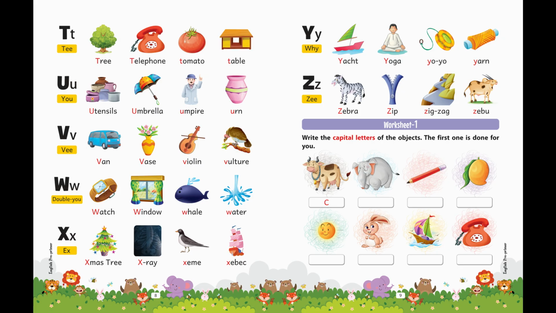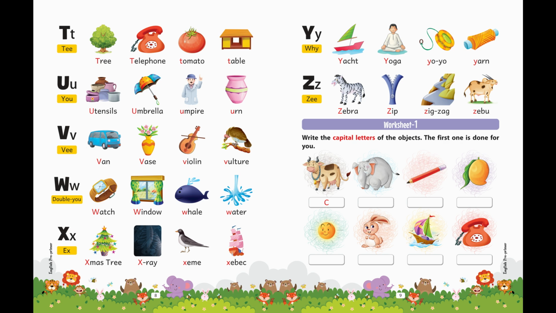W says W. W for watch, window, whale, and water. X says X. X for Xmas tree, X-ray, Zime, and Zibek. Y says Y. Y for yacht, yoga, yo-yo, and yarn. Z says Z. Z for zebra, zip, zigzag, and zebu. Let's try a fun activity now.